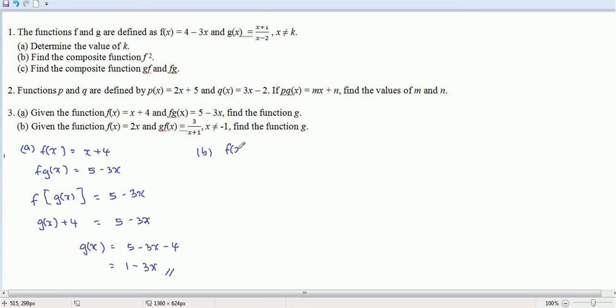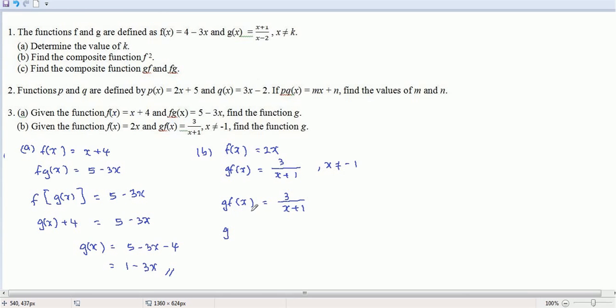Okay, so fx is equal to 2x. Gfx is equal to 3 over x plus 1. Since the denominator of the fraction cannot be 0, x cannot be negative 1. Okay, so gfx is equal to 3 over x plus 1. Now we need to find g. Fx is given to us. G is the second function. So the second function is a bit complicated.